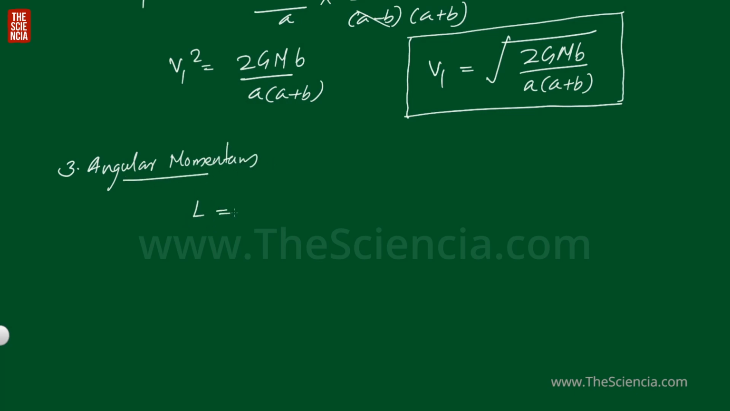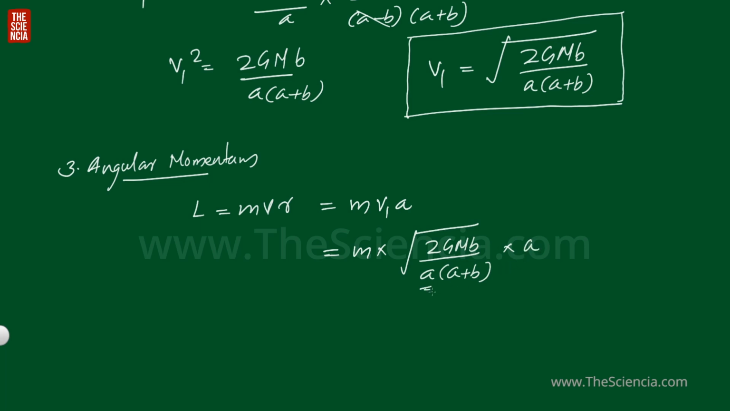That is, we now have L equal to mvr. Here we know the v1, that is mv1. When it is v1, the distance is a. So we can substitute this v1 here. So we get m into v1, that is root 2g mb by a into a plus b into a. So here one a is there, so we are taking this a inside. So finally we get L equal to root 2g m square ab by a plus b.